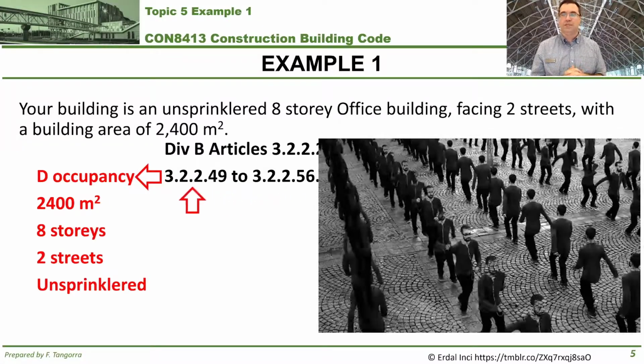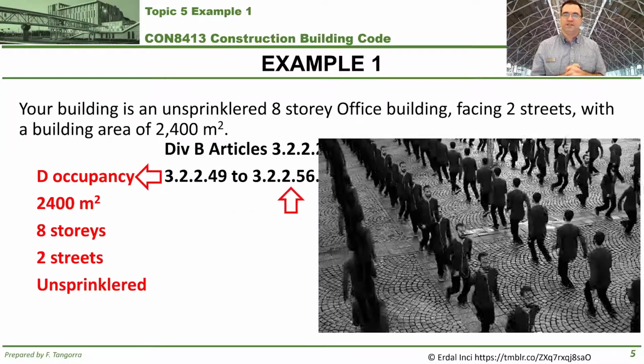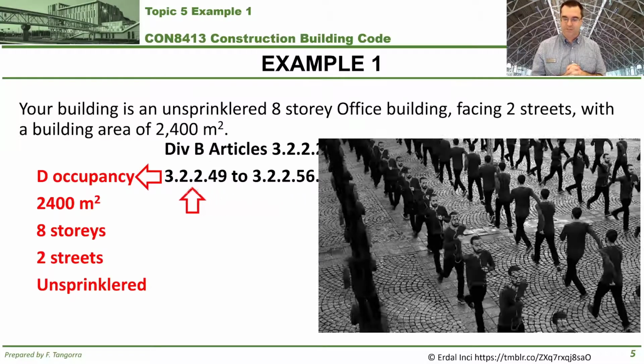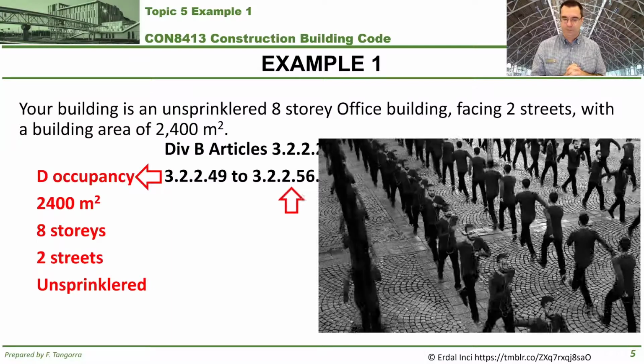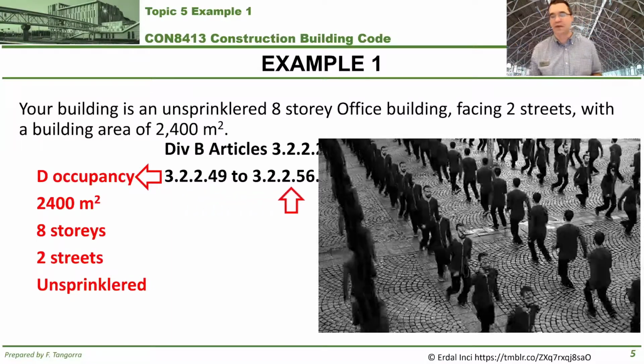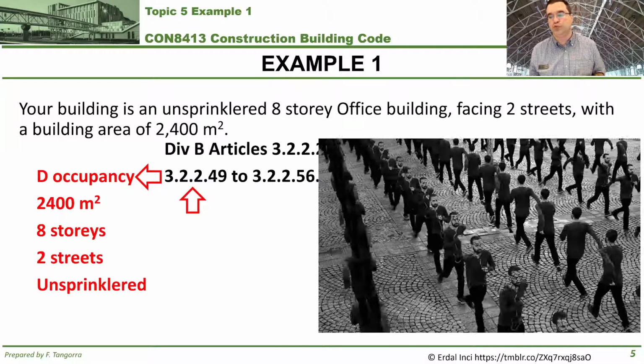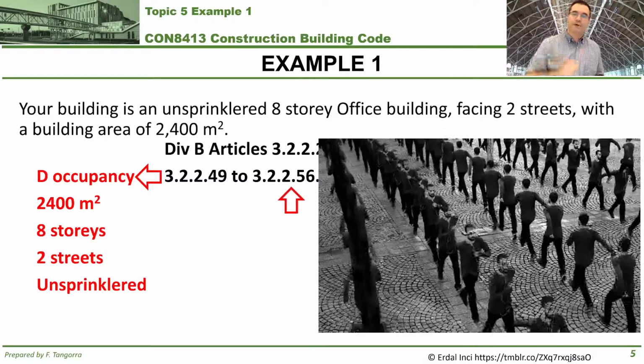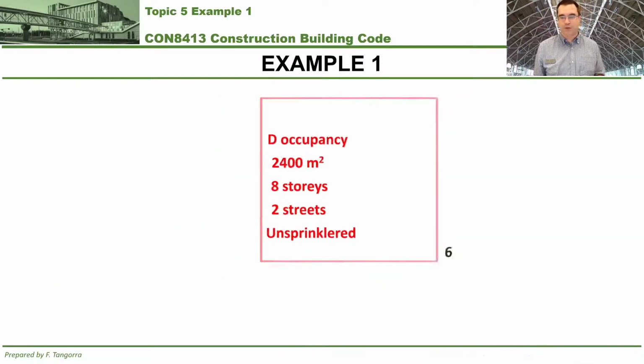We always start with the most restrictive. You always start from the last one, that is 3.2.256, and work backwards. So here's how we're going to do it, okay?